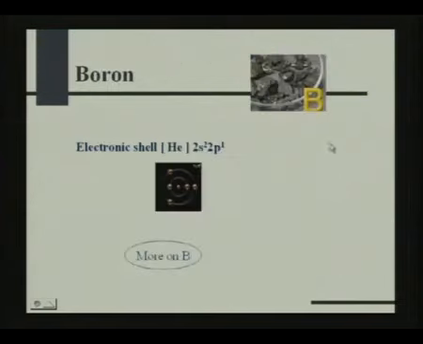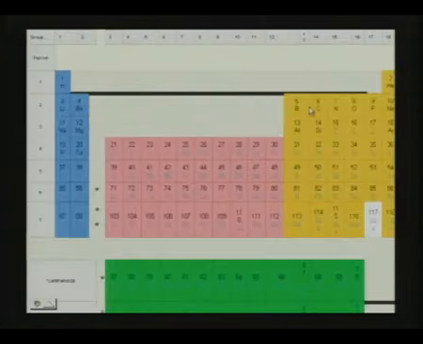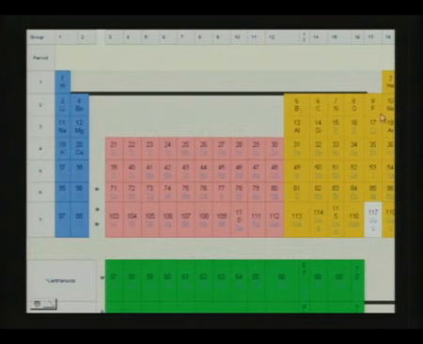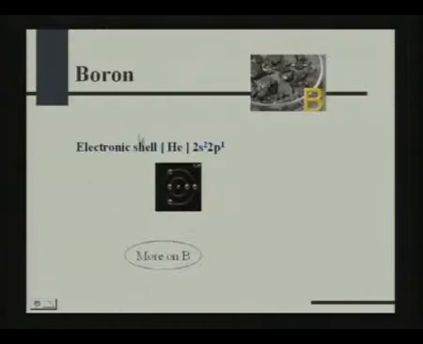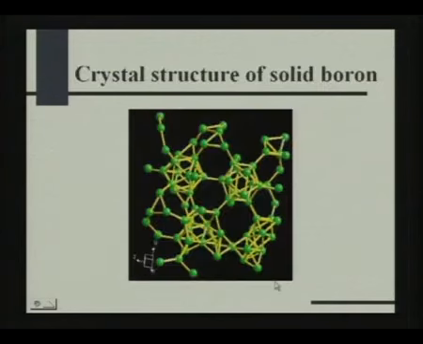Next we come to boron, and if you go back to the periodic table, you see from here the 2p levels are being filled up. Okay, so boron has the core structure as helium, and then outermost valence electrons is 2s2 2p1. This is the crystal structure of solid boron.